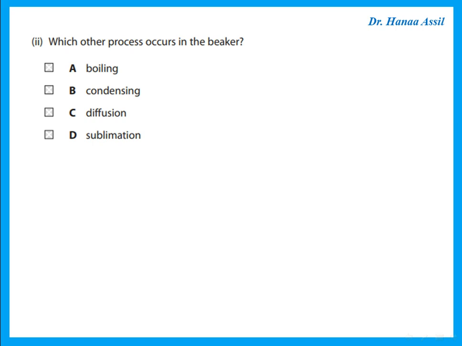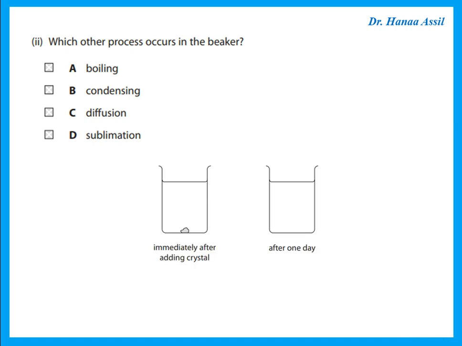Which other process occurs in the beaker? So we said, okay, good. The crystal will dissolve and then it will do what? Remember, the particles will move from area of high concentration to area of low concentration. This is called diffusion until all the beaker has equal amounts of the crystal.